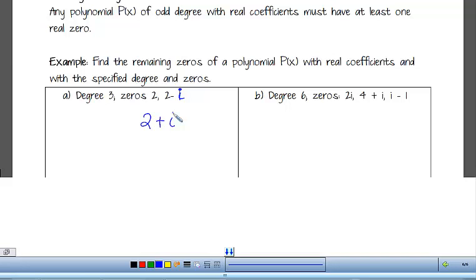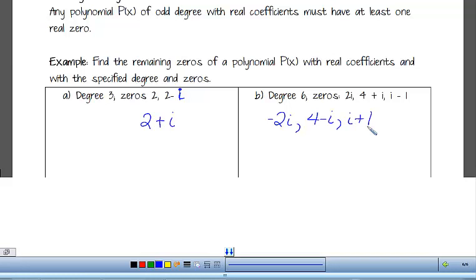All right, we got degree 6, and some of the zeros are 2i, 4 plus i, and i minus 1. So what are my other zeros? Very good. Questions about this? Those are the conjugates of the ones that we have. We had positive 2i, so minus 2i had to be a 0. We had 4 plus i, so 4 minus i had to be a 0.